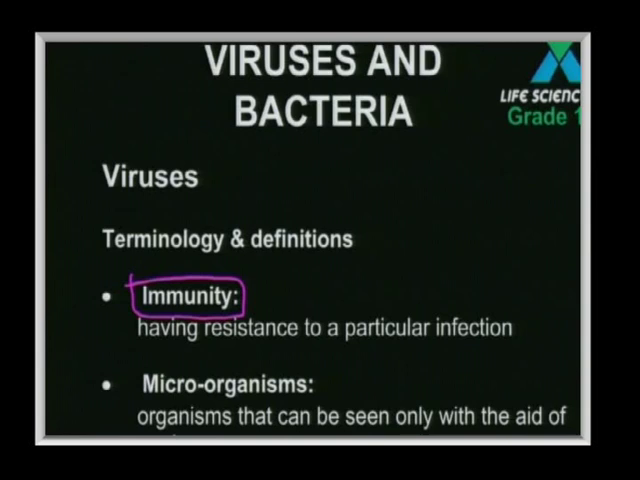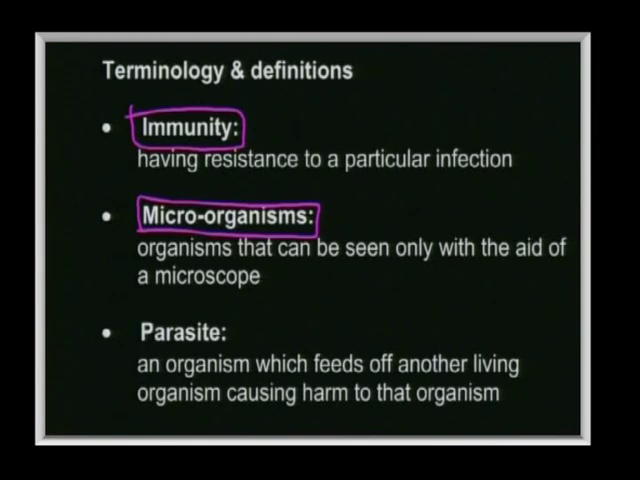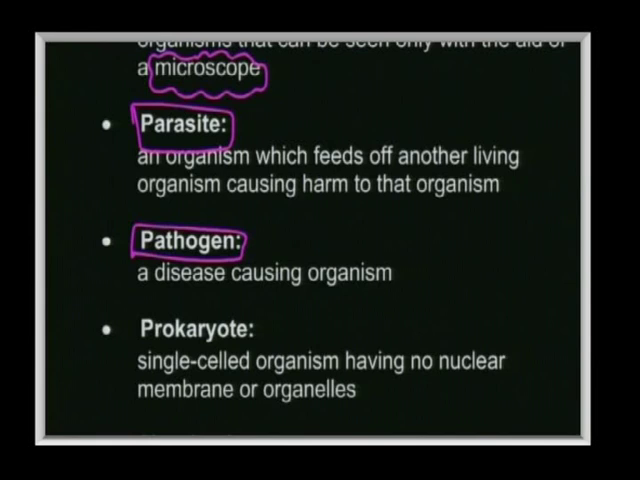Micro-organisms. These are organisms that can only be seen through a microscope, so remember that means that they are very, very small indeed. A parasite. Viruses are parasites because they use host cells in order to reproduce. A parasite will always damage its host in some way, and with viruses, it damages the host by making it sick. The term pathogen is any organism that causes disease. All viruses are pathogens. Prokaryotes. Remember that a prokaryote is something that does not have a properly developed nucleus. All that it has is the strand of nucleic acid.